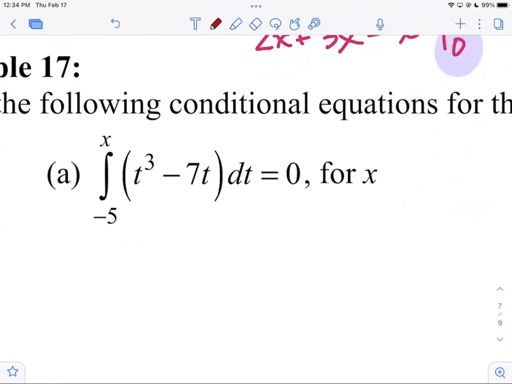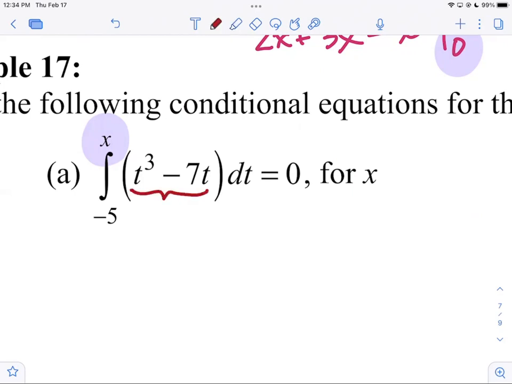So if you look at it, it's the integral from -5 to x of some other variable, t cubed minus 7t with respect to t, or p cubed minus 7p with respect to p, equals 0 for x. Now, you could do this one of two ways. You can just set out, using analysis like we just did, let the algebra do the talking, or you could try to make sense a little bit of what's going on graphically. Okay. Let's try to make sense at first of what's going on graphically. It's not a requirement, but it is a good review.